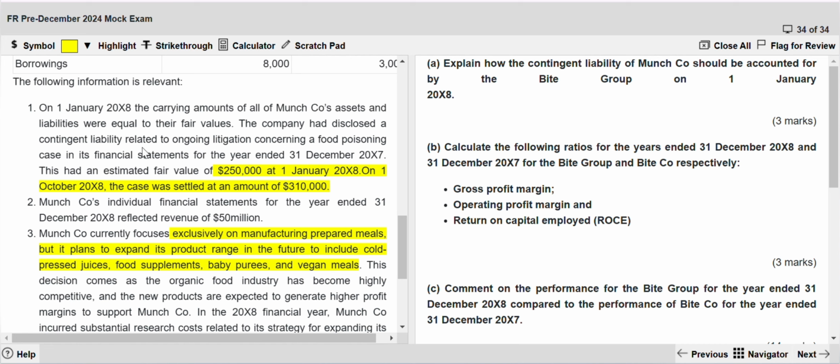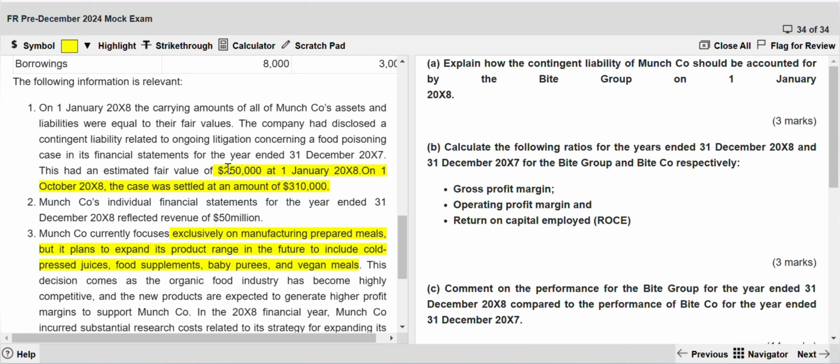The company had disclosed a contingent liability for the year ended 31st December X7. This had an estimated fair value of 250,000 on 1st January X8. As per IAS 37, Provisions, Contingent Liabilities and Contingent Assets, a contingent liability cannot be recognized in an individual entity's statement of financial position. It should only be disclosed. However, if a subsidiary has a contingent liability at the date of acquisition, it relates to a present obligation that has not been recognized. Then the provision should be recognized on acquisition.